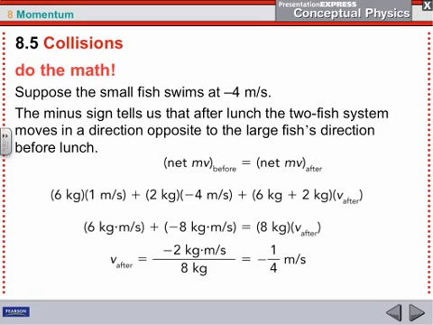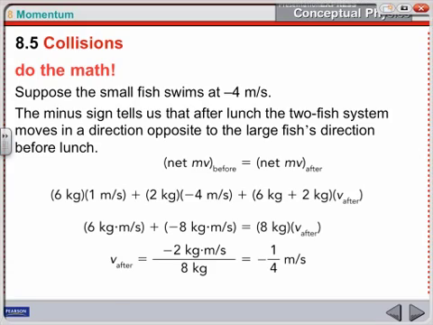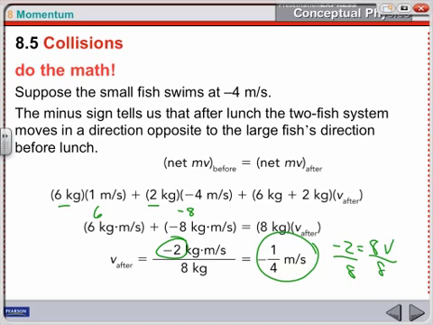But he decides to swim into the big one's mouth, and we would end up going in the opposite direction when we're all done. 6, here, this would be 6, this would be -8, overall -2. -2 equals 8v, so -1/4 for his velocity.